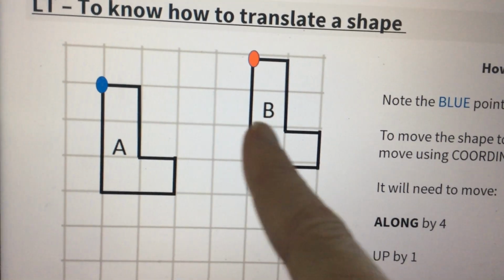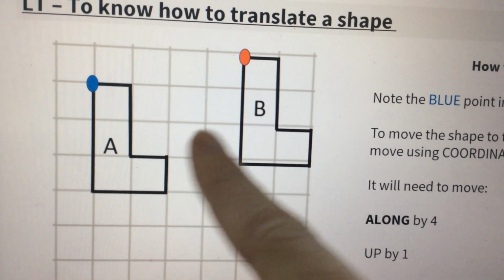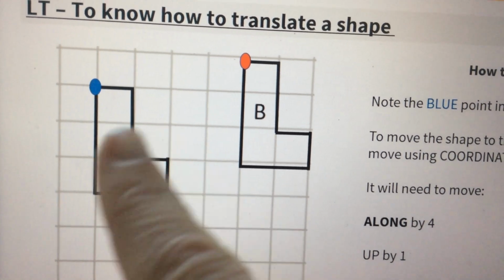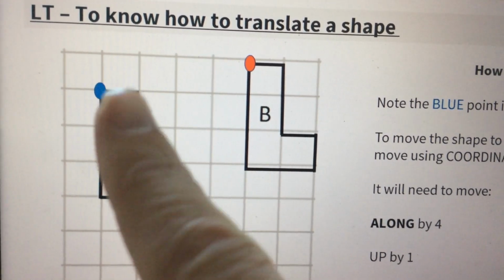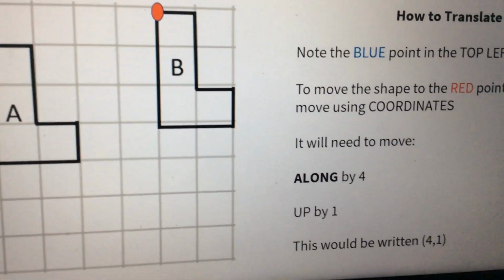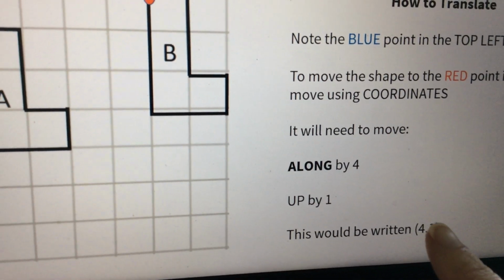We must remember that those shapes must be identical. It can't suddenly have got longer or rotated. It must be exactly the same size. It's just that it's moved by those coordinates.